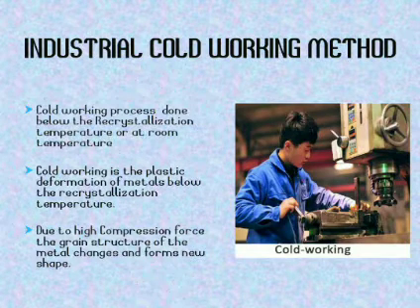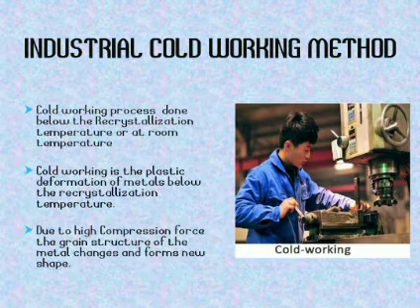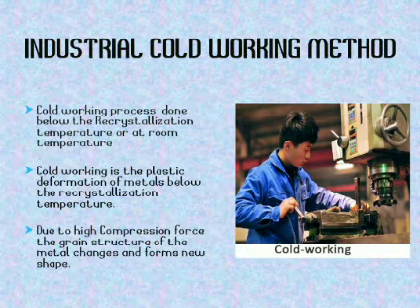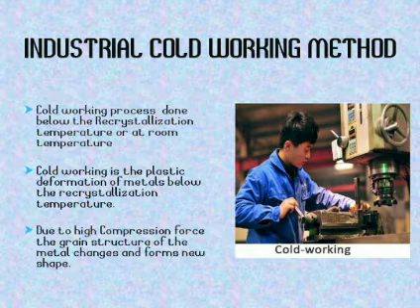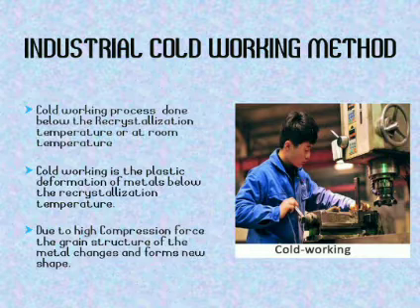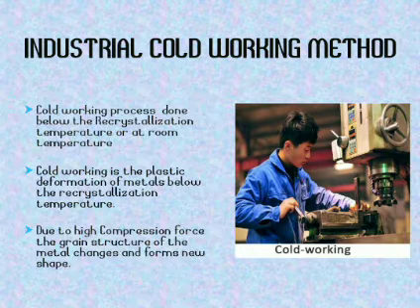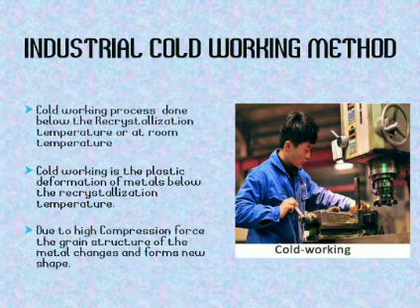So the industrial cold working method is a process done below the recrystallization temperature, at room temperature. Cold working is the plastic deformation of metals below the recrystallization temperature, and due to high compression force, the grain structure of the metal changes and forms a new shape.